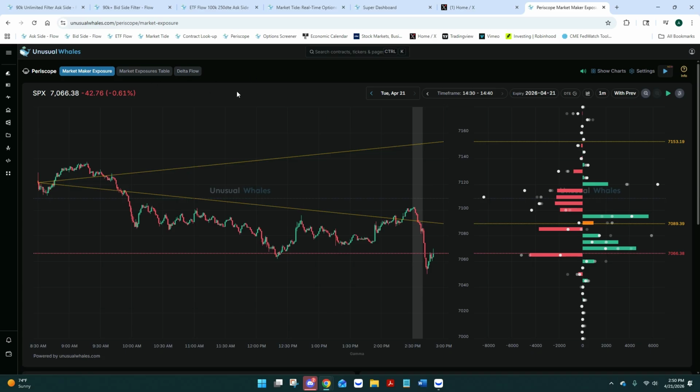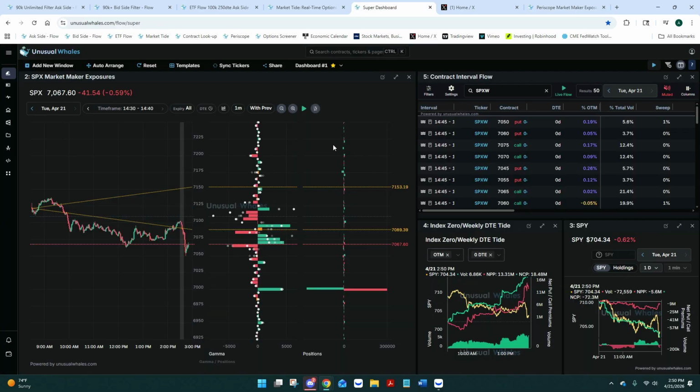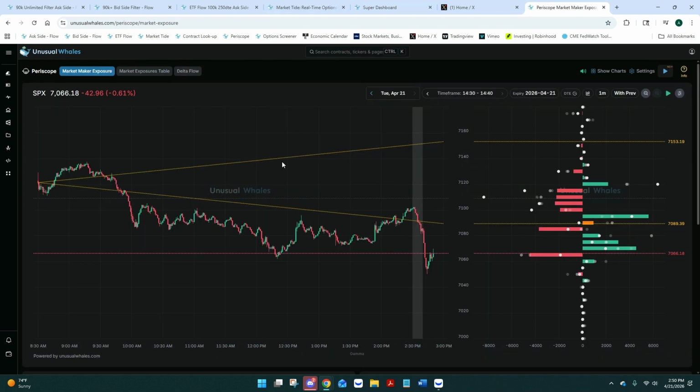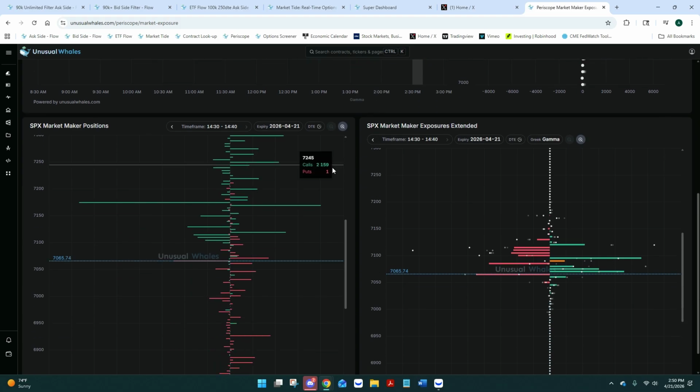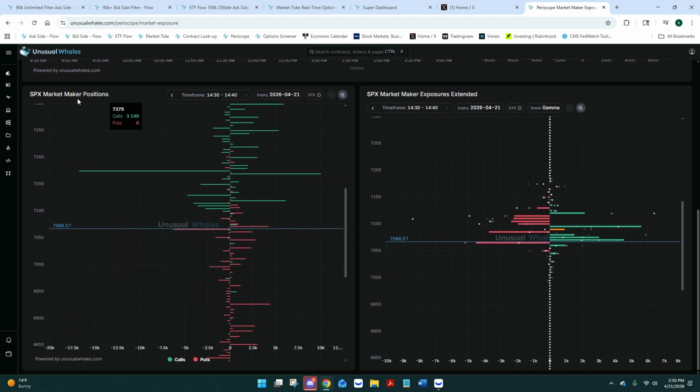So here, this is the main Periscope one. This is that super dashboard where you can add multiple different little things in here. If you're looking at just the strict Periscope one, look over here, it's your market maker positions. If you hover over it, that's saying they're long 10,059 calls up there at that 7170, and then they're short 16,000. So it's a spread here.